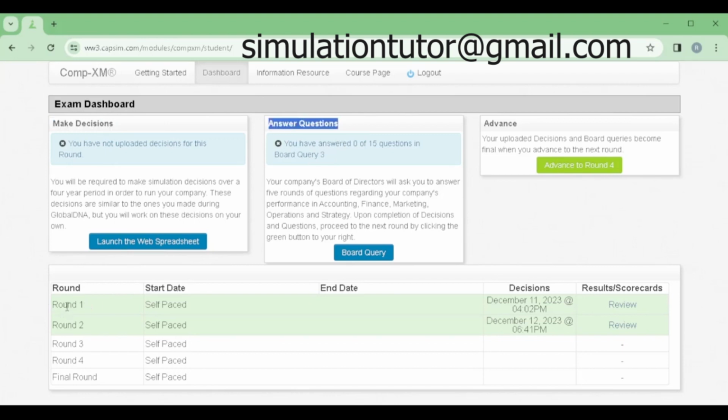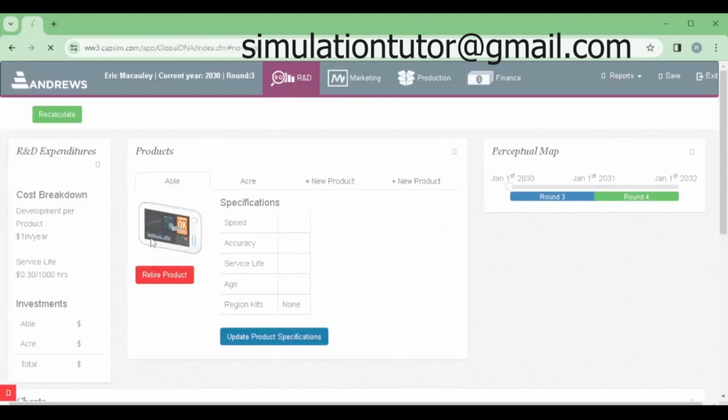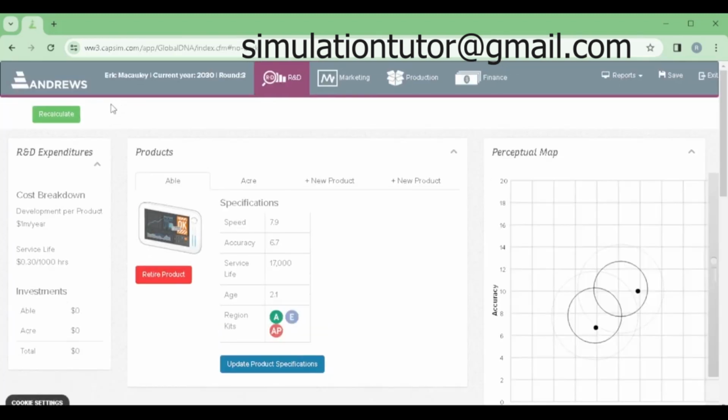So far I've done round 1 and round 2. So at the moment we are currently in round 3 of the simulation. Here you can advance to the next round, which is round 4, but we are currently at round 3. First things first, I'll launch the web spreadsheet, and I'm going to take you through the CAPSIM globalDNA before we make our decisions.